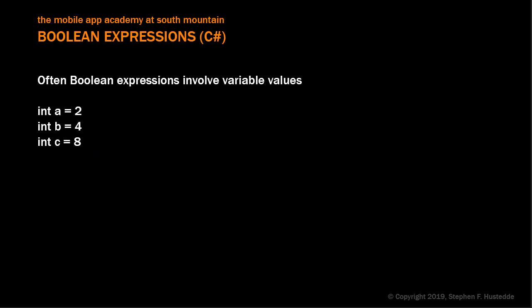Most often when we're working with Boolean expressions, those expressions are going to involve variable values, and those values will change over the course of the running of the program. So sometimes they evaluate to true and sometimes they evaluate to false. So let's say at this instance of time, A is equal to 2, B is equal to 4, and C is equal to 8. And so we see some expressions here such as A times B is equal to C. 2 times 4 is equal to 8. A plus B, 2 plus 4 is 6, is less than 8 times 2, which is 16. 6 is less than 16.